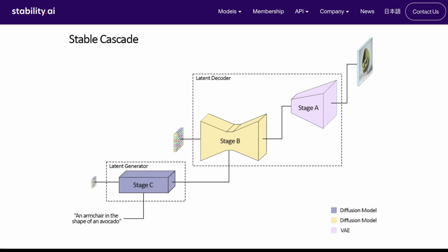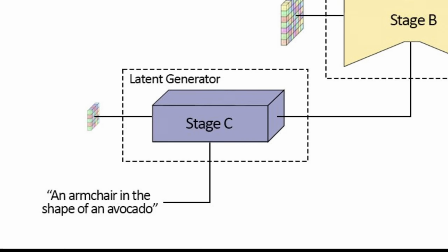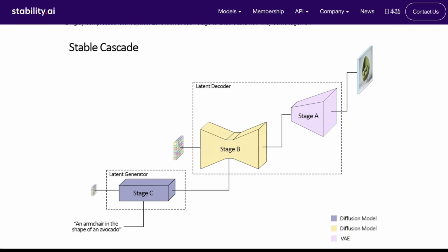Basically, there are still 3 very common elements here: a diffusion model in stage C, a diffusion model in stage B, and a VAE in stage A. Curiously, the way you work through this is from stage C to stage A, with the resultant image being there. You can see the prompt coming in here, an armchair in the shape of an avocado, and then the image coming up here.